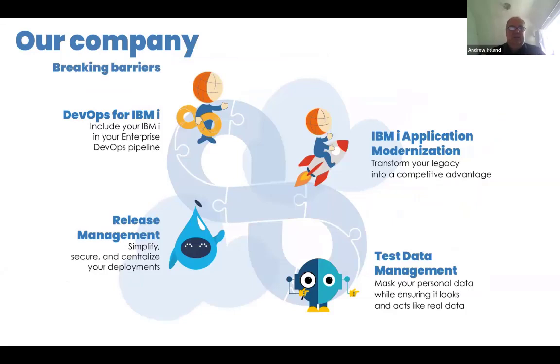I won't go through this in a lot of detail, but our four areas of focus are DevOps for the IBM i, modernizing IBM i applications, managing releases of applications across all platforms, and test data manager, where we're extracting data maybe out of a production environment and anonymizing that for testing purposes, but still maintaining the data integrity. So Andrew becomes David, your bank sort code becomes a different bank sort code, but still a valid bank sort code.